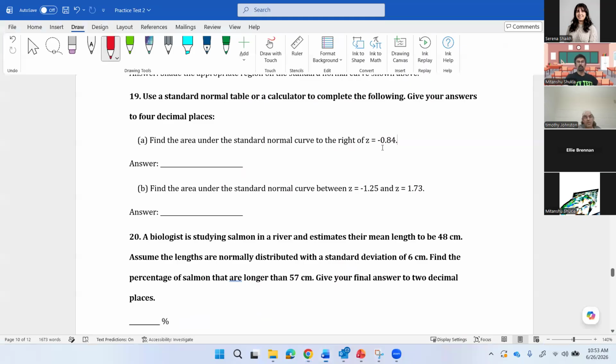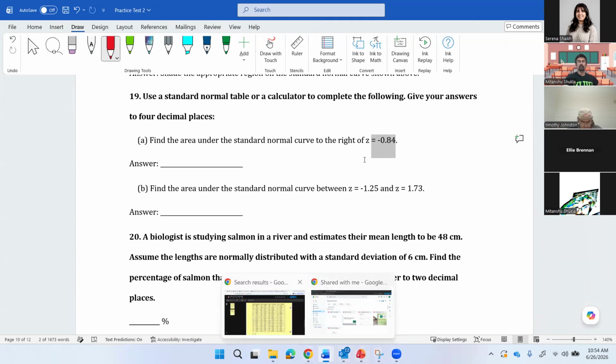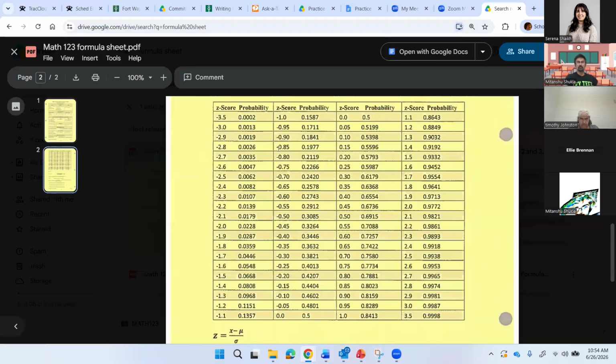So what do they want us to do? They want us to find the area under the standard normal curve to the right of z equals negative 0.84. So I'm going to find negative 0.84, which we're going to go ahead and round to negative 0.85. Okay, guys? And I get 0.1977. Okay? 0.1977.